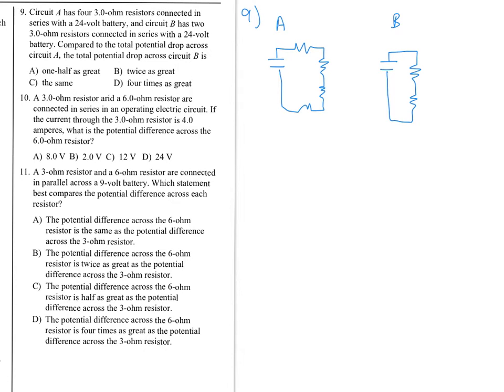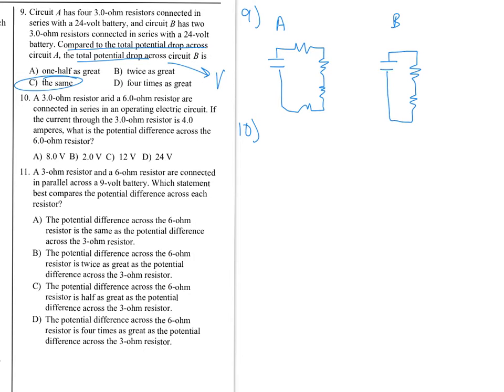Oh wait, we didn't really need to do this. It says compared to the total potential drop, the total potential drop across B is the same because they have the same battery. The same voltage runs through each of these circuits, so the total potential drop is still the same. Please note this is referring to V, not I nor R. Okay? Number 10.